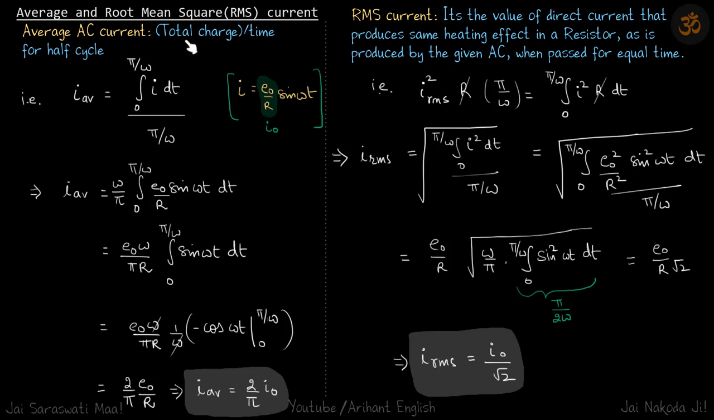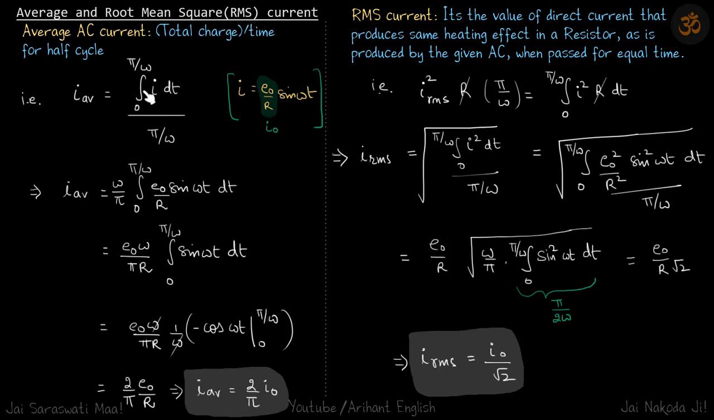So average AC current is total charge per unit time. We are calculating it for half cycle. Half cycle means time period is pi by omega, because full time period is 2 pi by omega. So charge passed is integral I dt divided by time. I we can write as I naught sine omega t, where I naught is E naught by R. E naught is peak EMF and I naught in this case is peak current. We'll substitute it at the end. That's why I've written it here.